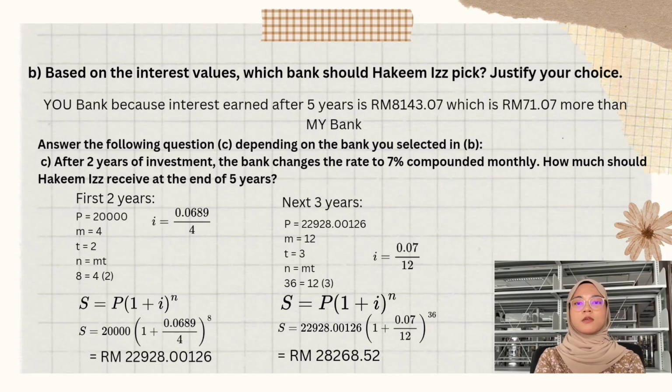For the next 3 years, P equals 22,928.00126, followed by m equals 12, t equals 3, N equals 36, which is 12 times 3. After 2 years, the interest rate changed from 0.0689 compounded quarterly to 0.07 compounded monthly. As usual, we substitute all the information into the formula and we get the final answer of RM 28,268 and 52 cents.